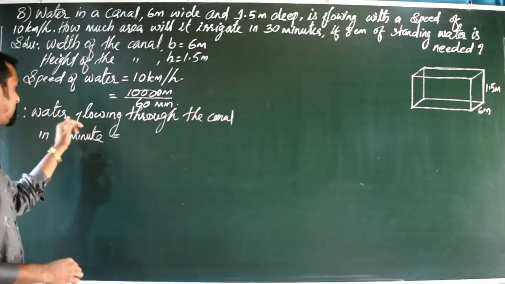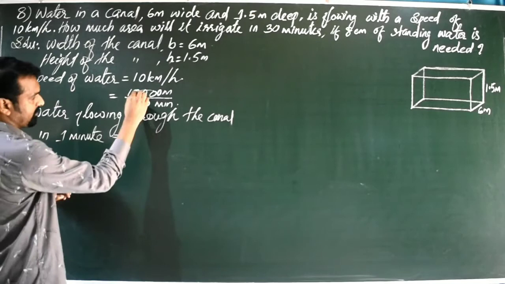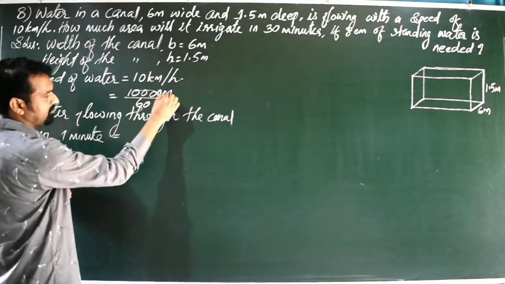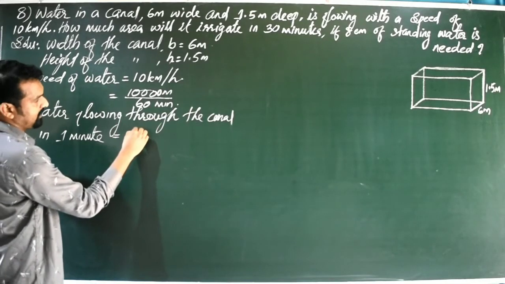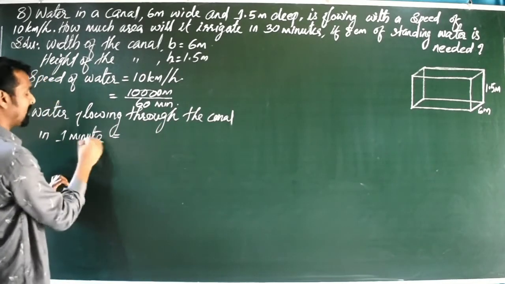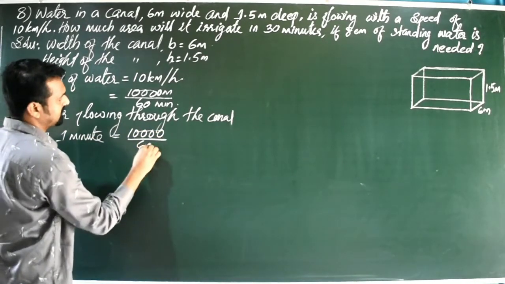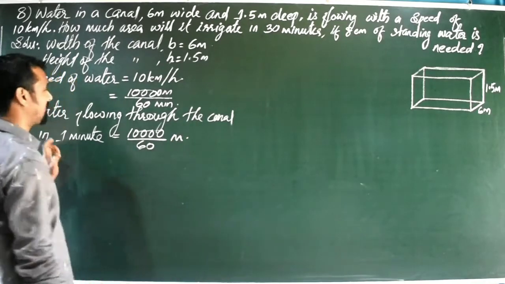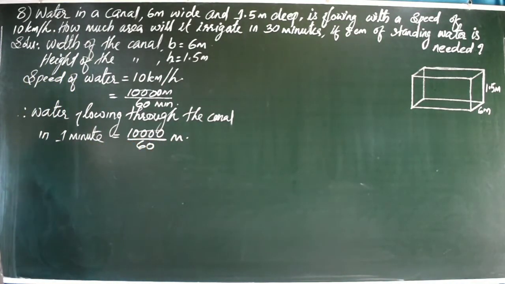Then water flowing through the canal in 1 minute, how much will it come to? In 60 minutes it is 10,000 meter, then in 1 minute it will be 10,000 divided by 60 meter. Water flowing through the canal in 1 minute is equal to 10,000 divided by 60 meter.